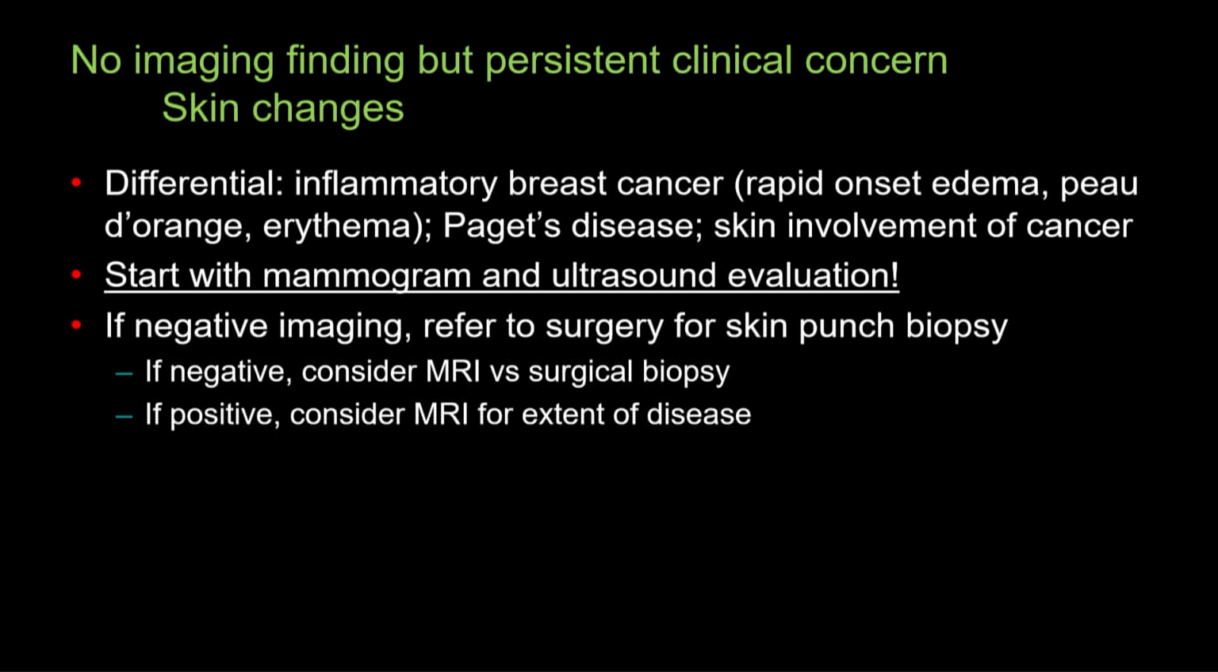So what about skin changes? Patients may present to your breast clinic with skin changes, and the differential, of course, is mastitis, but it's also inflammatory breast cancer, Paget's disease, and skin involvement of cancer. You always, again, start with mammogram and ultrasound. If negative imaging, we often refer to our breast center or surgeon for a skin punch biopsy. But MRI is still helpful. If negative, skin punch biopsy, consider MRI or surgical biopsy, and if positive, consider MRI for extensive disease.